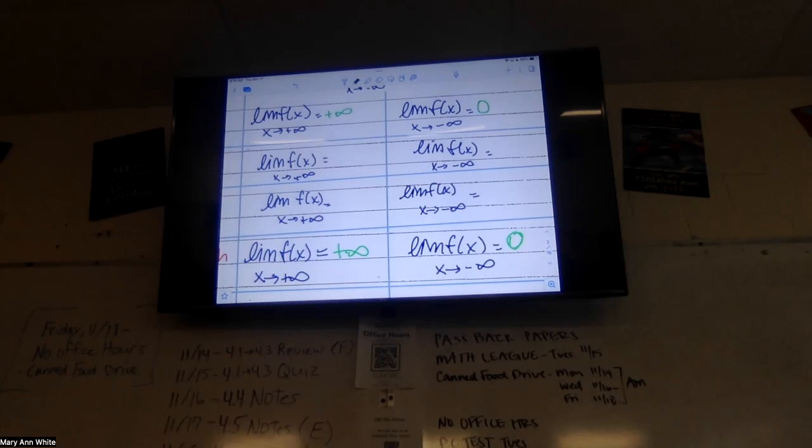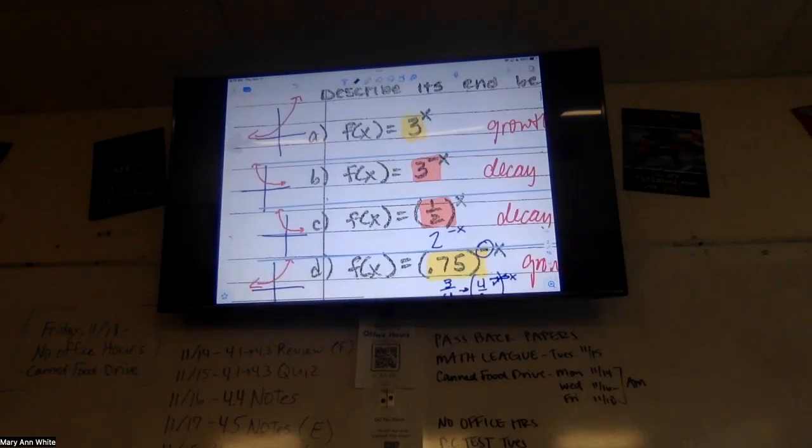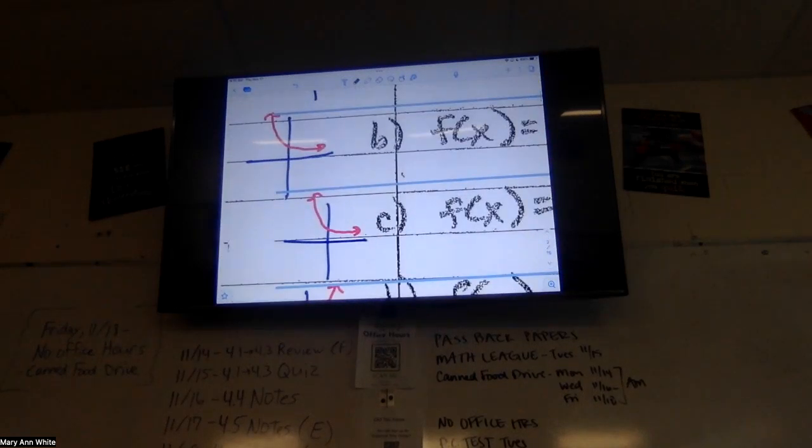Let's go look at our pictures. My decay graphs are the same, but as x approaches positive infinity, what is my y approaching? 0. 0, good. And then while we're looking at the graph, as x approaches negative infinity, what's my graph approaching? Positive infinity, it's still going up, right? We want to know what my y is doing. My y is getting bigger and bigger as my x is getting more negative.